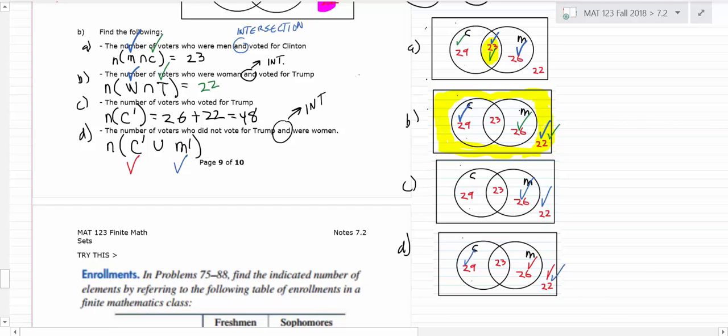Okay, so the answer on that then would be, and this is union. So when you're doing union, you're just going to be this. Now, hold on, this is an intersection. This is Trump voters who were women. So that right there would just be this. That's a woman because you're outside of the man circle. You voted for Trump because you're outside of the Clinton circle. And I put the wrong symbol on that. That's why I'm confusing myself. So that would be the intersection, so that would be 22.